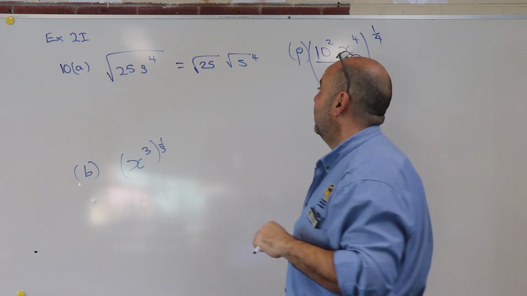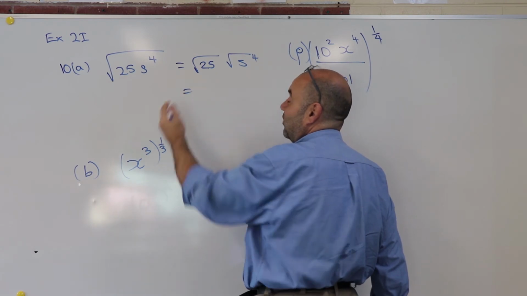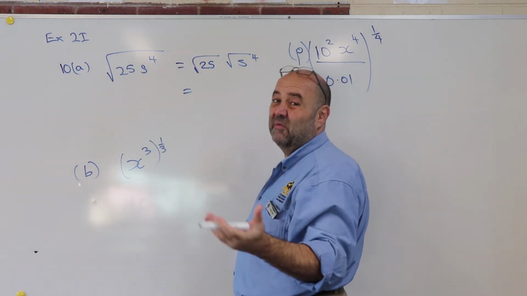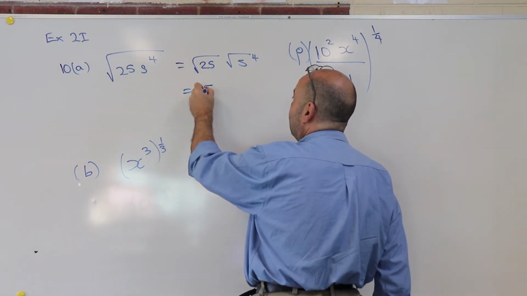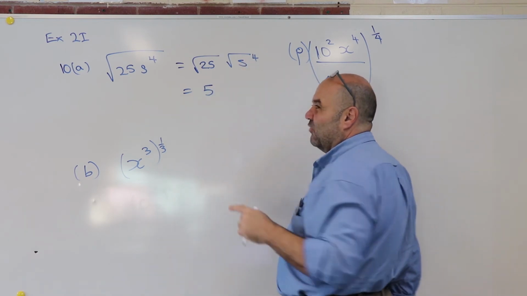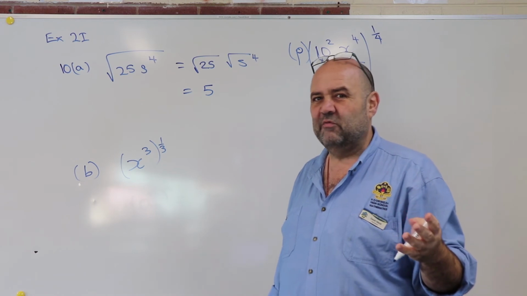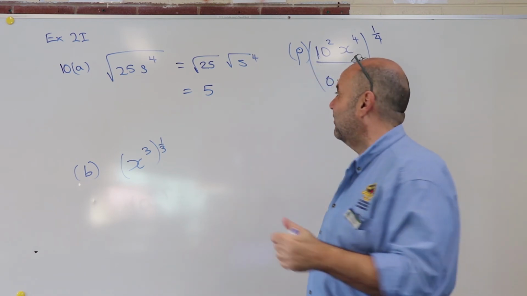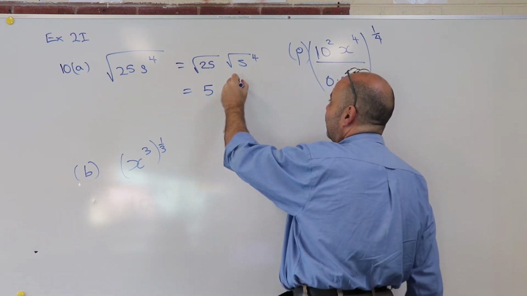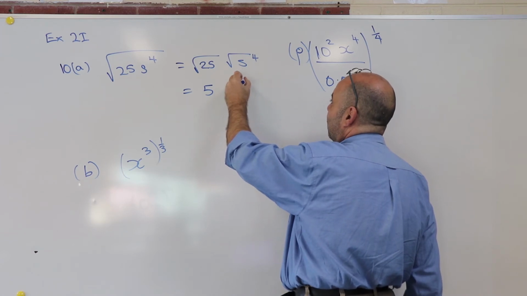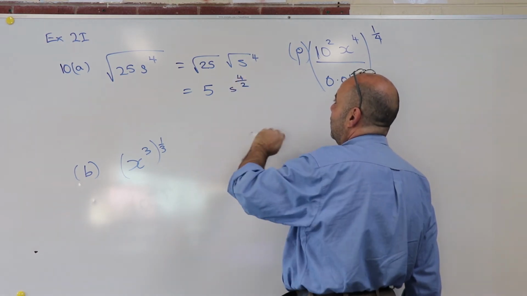Okay, so what's the square root? The square root of 25 is just 5. What number multiplied by itself gives me 25? That's 5. And then the square root of s to the power of 4. Well, what does square root mean? Square root means to the power of a half. So that's s to the power of 4 over 2.